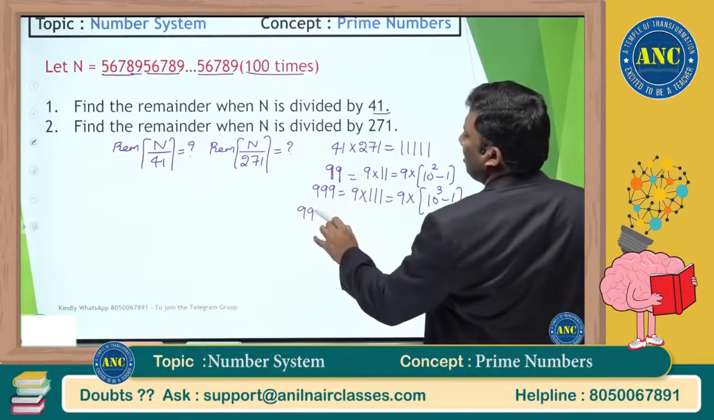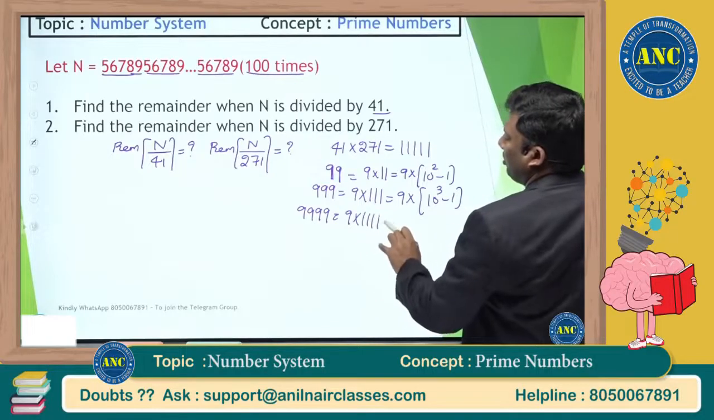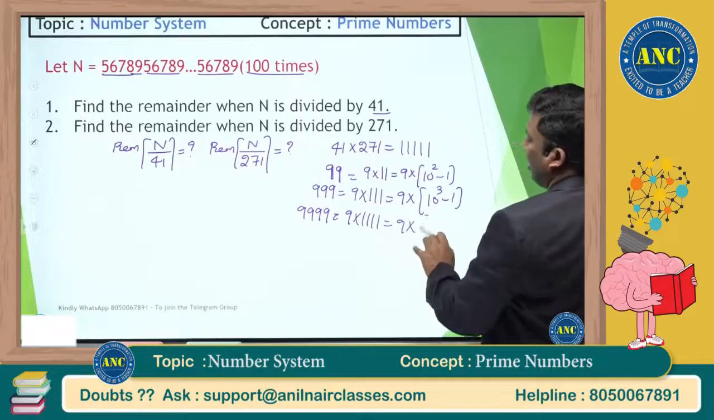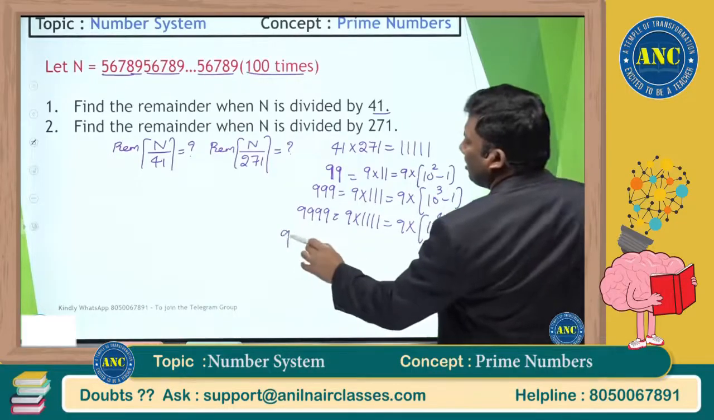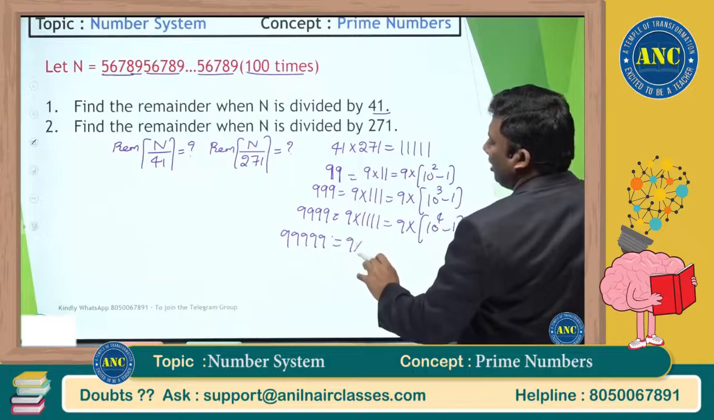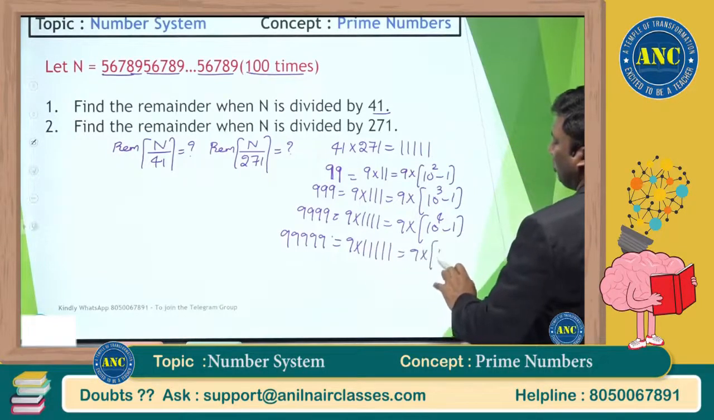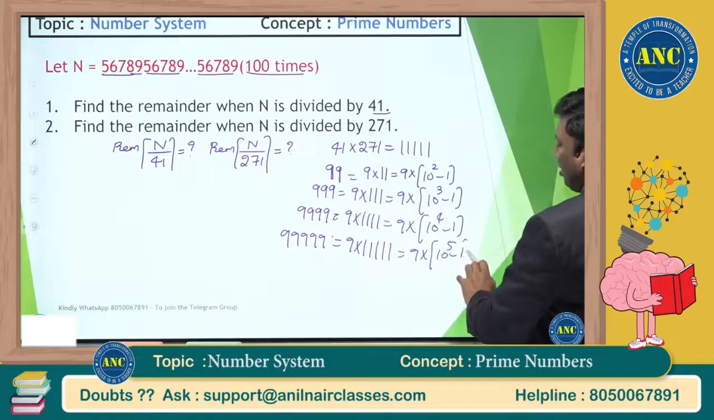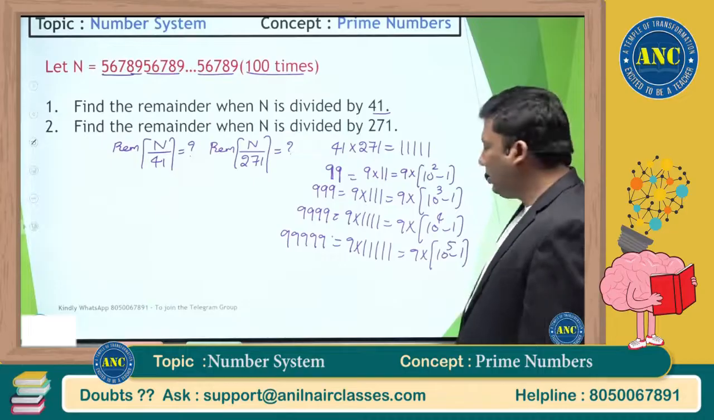If 4 nines are there, it is 9 into 4 ones, which is 9 into 10 power 4 minus 1. If there are 5 nines, it is 9 into 5 ones, which is 9 into 10 power 5 minus 1. I hope the idea is clear.